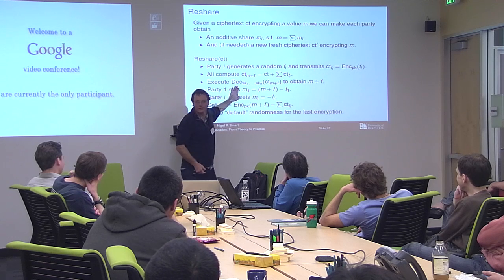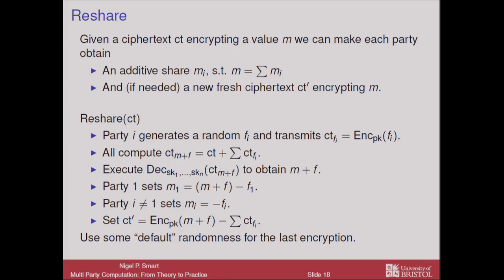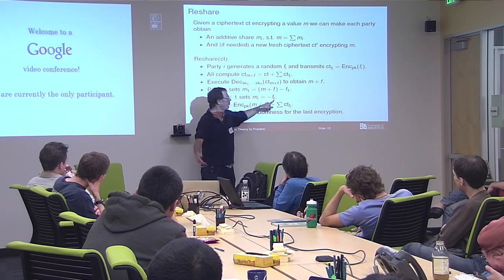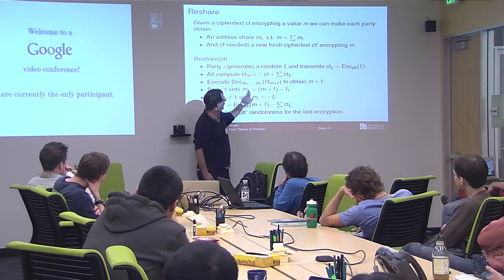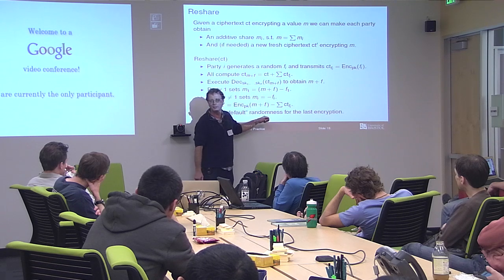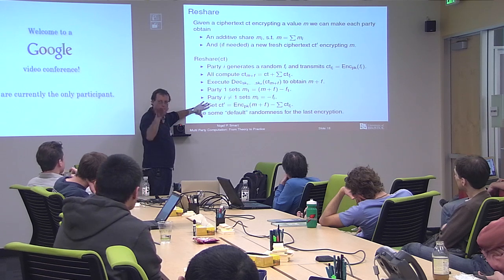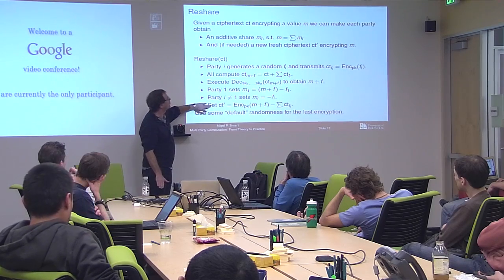Okay? So now what I do is I decrypt the ciphertext which is m plus f to give me m plus f, surprisingly enough. And then party 1 sets his share m1 to be the value just obtained minus his random value. Party i, not equal to 1, sets mi to be minus the random value he came up with. And if you notice, if you sum all those up together, you'll get m. So that's nice and simple. And we can create a new ciphertext by encrypting m plus f and subtracting this, where we use some sort of default randomness. The reason for doing that is we want to keep restricting to multiplicative depth 1 circuits. So if we multiply, we then want to keep creating fresh ciphertexts.